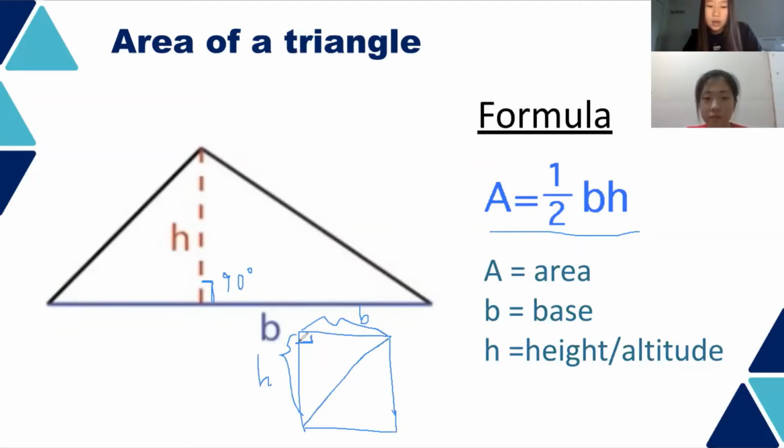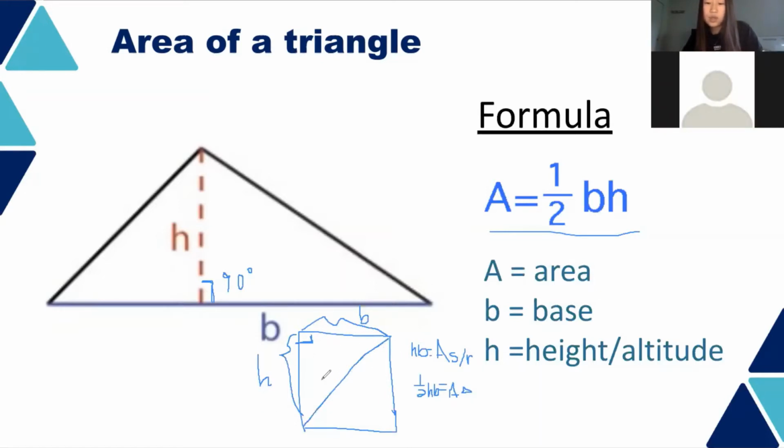And you see that for this entire square or rectangle, the area would be H times B. And for this triangle, the area would be 1/2 times H times B equals the area of the triangle, because the area of the triangle is 1/2 of this square, so you multiply 1/2 times H times B, and you get the area of the triangle.